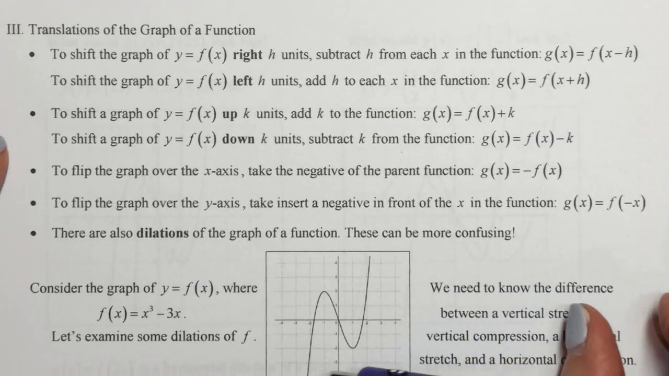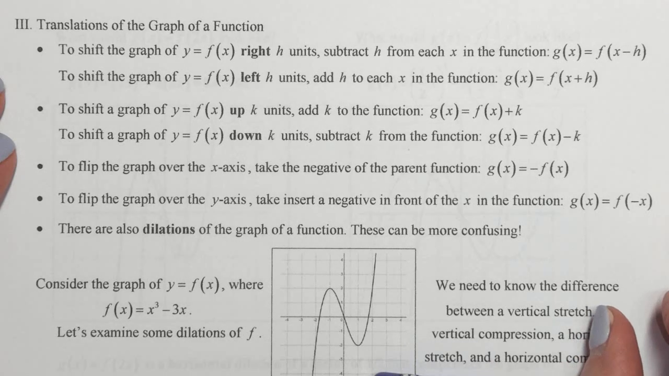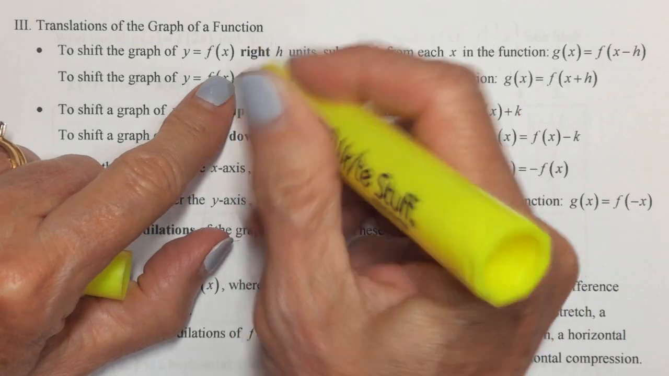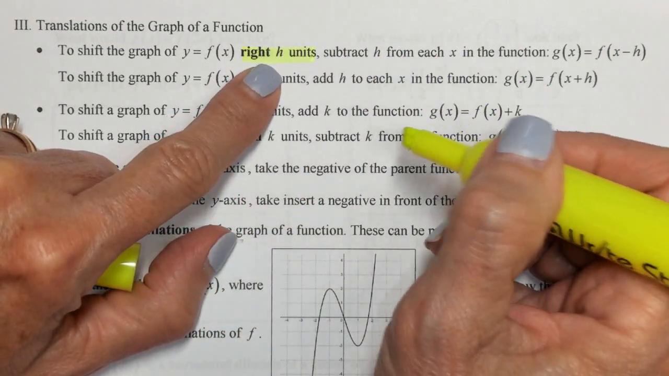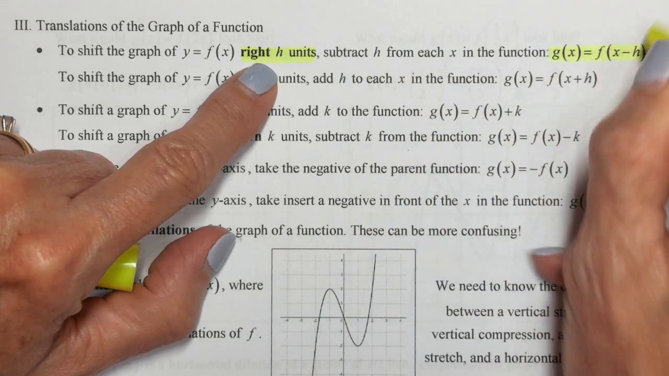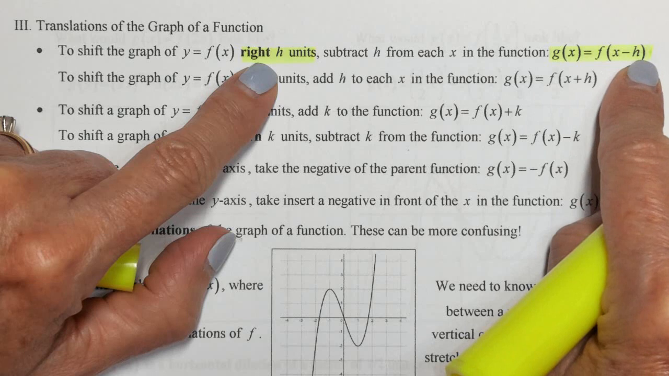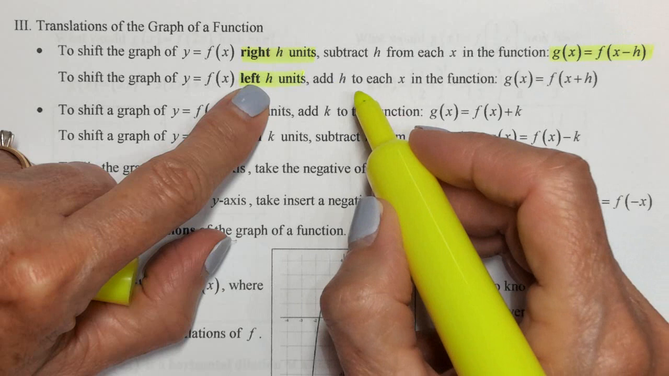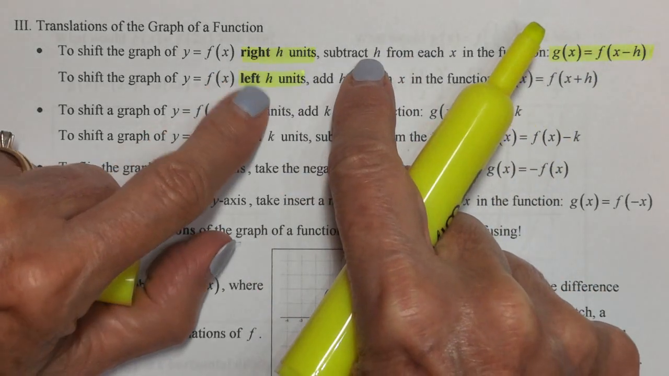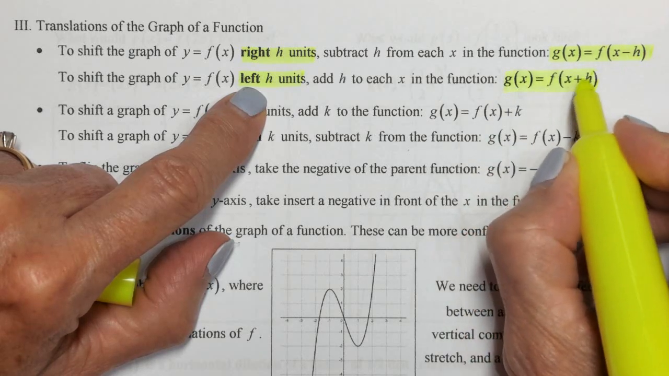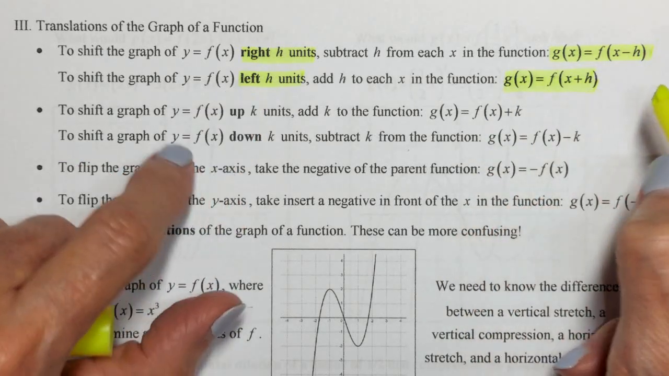Alrighty, number 3. Let's review translations of the graph of a function. If we want to shift a graph right h units, then we subtract h from each x in the function. So the new function will be f of x minus h. If we want to go to the left h units, then we will add h. So right you subtract, left you add. Our new function would be g of x equals f of x plus h if we wanted to go left.